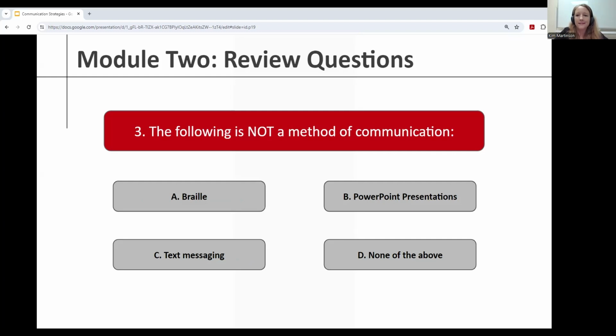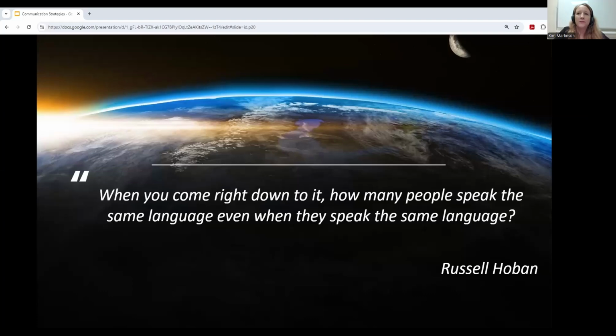You see D? Yes. So none of the above. Even this PowerPoint presentation that we're doing today is a form of communication. We're communicating about communication. It's all forms of communication. Okay. Then a quote says, "When you come right down to it, how many people speak the same language, even when they speak the same language?" Russell Hoban. All right, back to you, Tomoko.